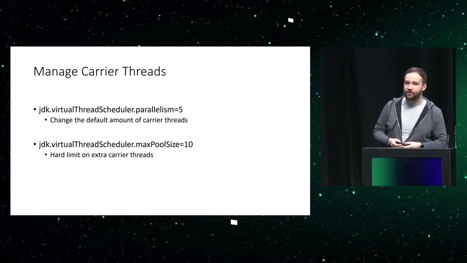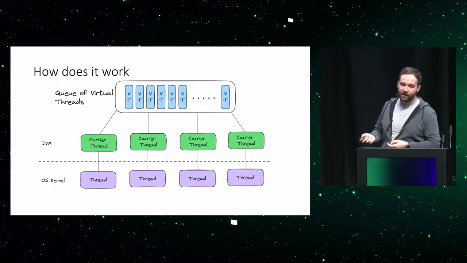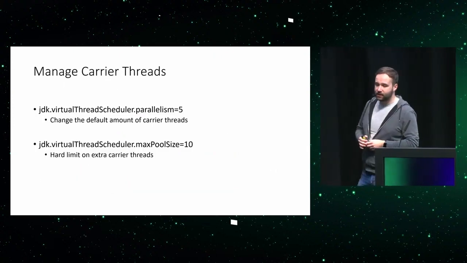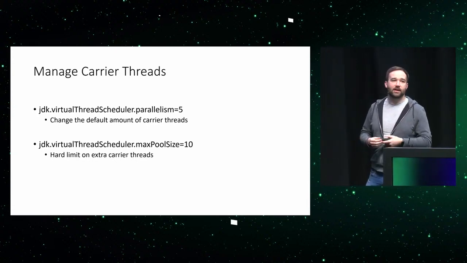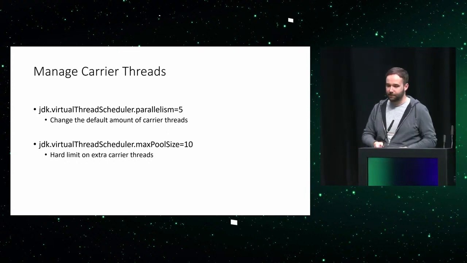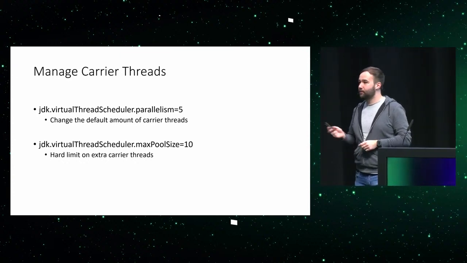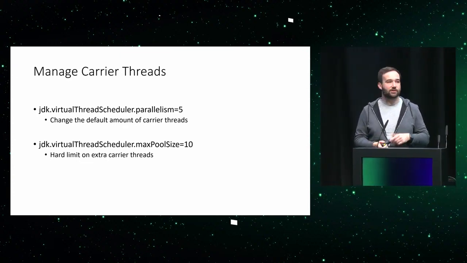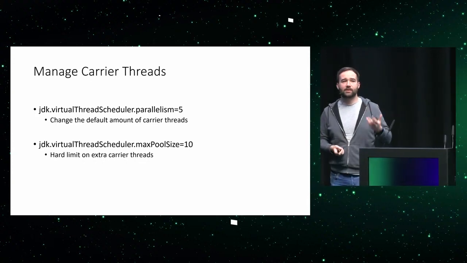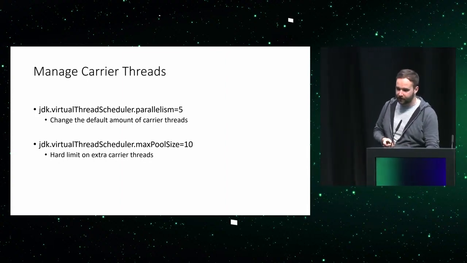So how can you manage these carrier threads? By default, if I have a 4-core system, I would get 4 carrier threads, but you can play with those numbers. By default, you will get as many carrier threads as there are cores available inside your system. So 8 cores is 8 carrier threads, but with the virtual thread scheduler parallelism parameter, you can change the amount of carrier threads that you get. In this example, I changed it to 5, so then I will have 5 carrier threads. You can make it more or less depending on what you prefer.